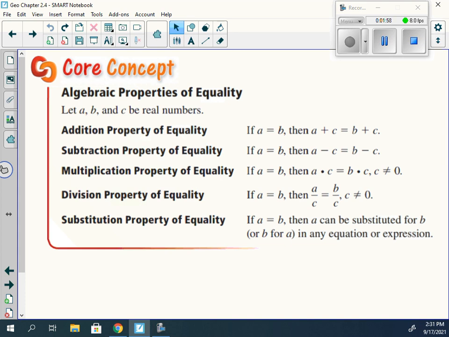The multiplication property of equality, I can multiply the same thing on both sides, and it doesn't change the equation. Division property of equality, we can divide the same thing from both sides, and it doesn't change anything. And our substitution property of equality, if A is equal to B, then A can be substituted in for B. Like we did with a lot of the problems, we found the value of x and plugged it back in. We substituted it back in.